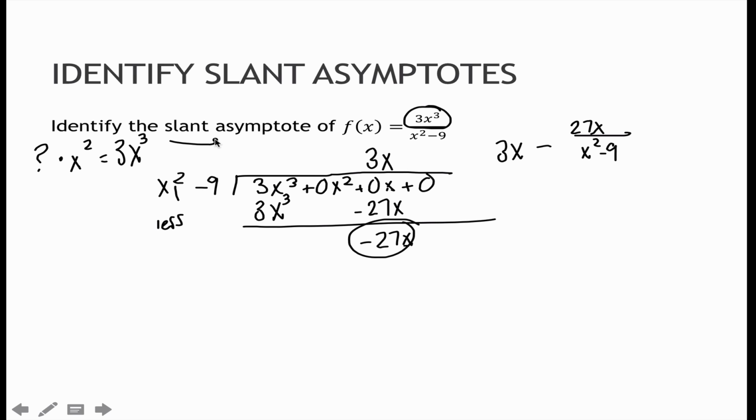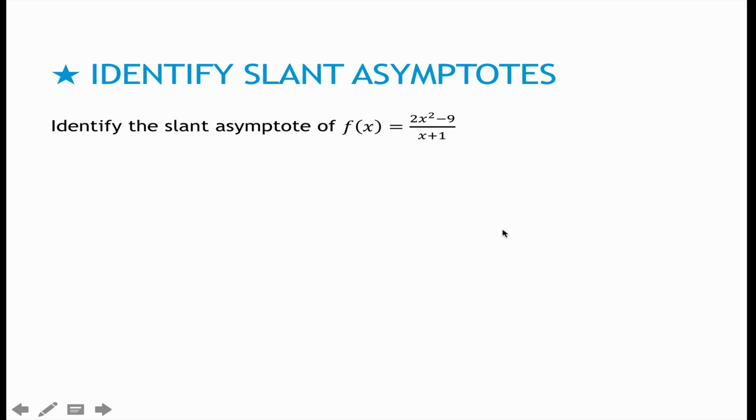Now in terms of the slant asymptote, my answer is whatever's not the remainder. So my slant asymptote is the equation y equals 3x. So that's how we do that. Let's try one on your own, very similar to that question. So press pause, try this question, then press play to check your work.